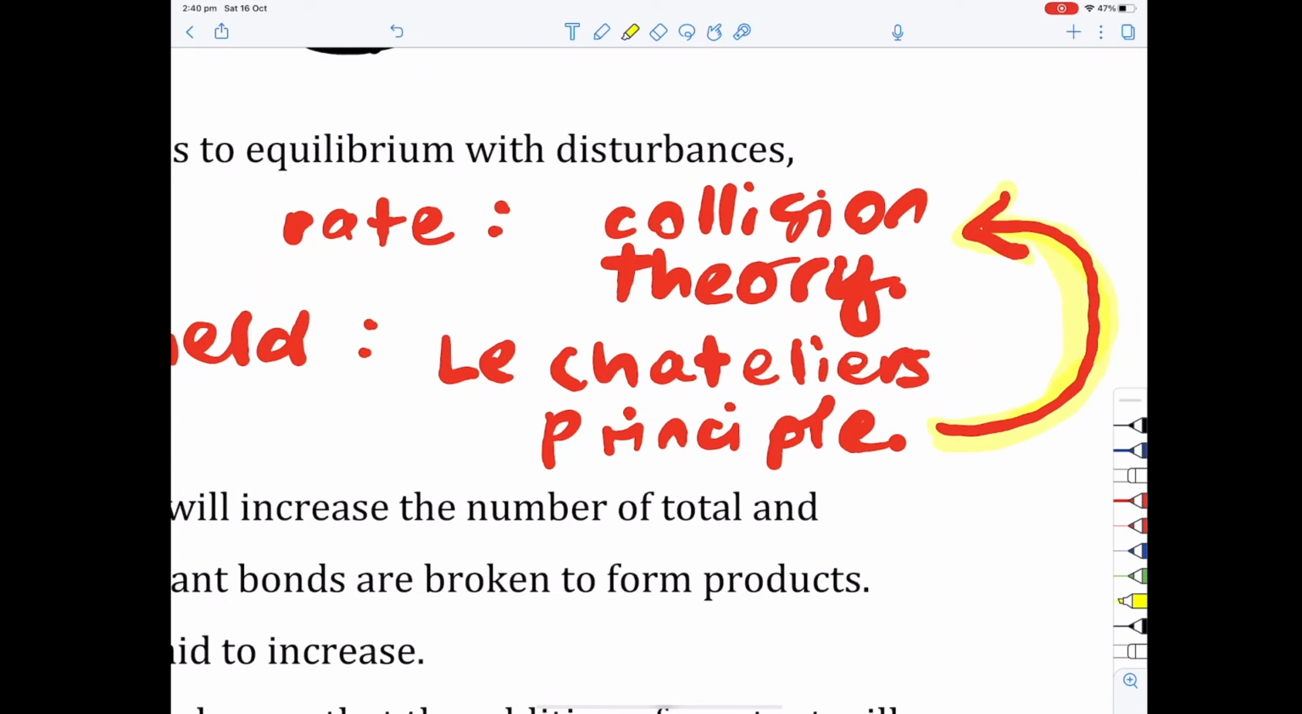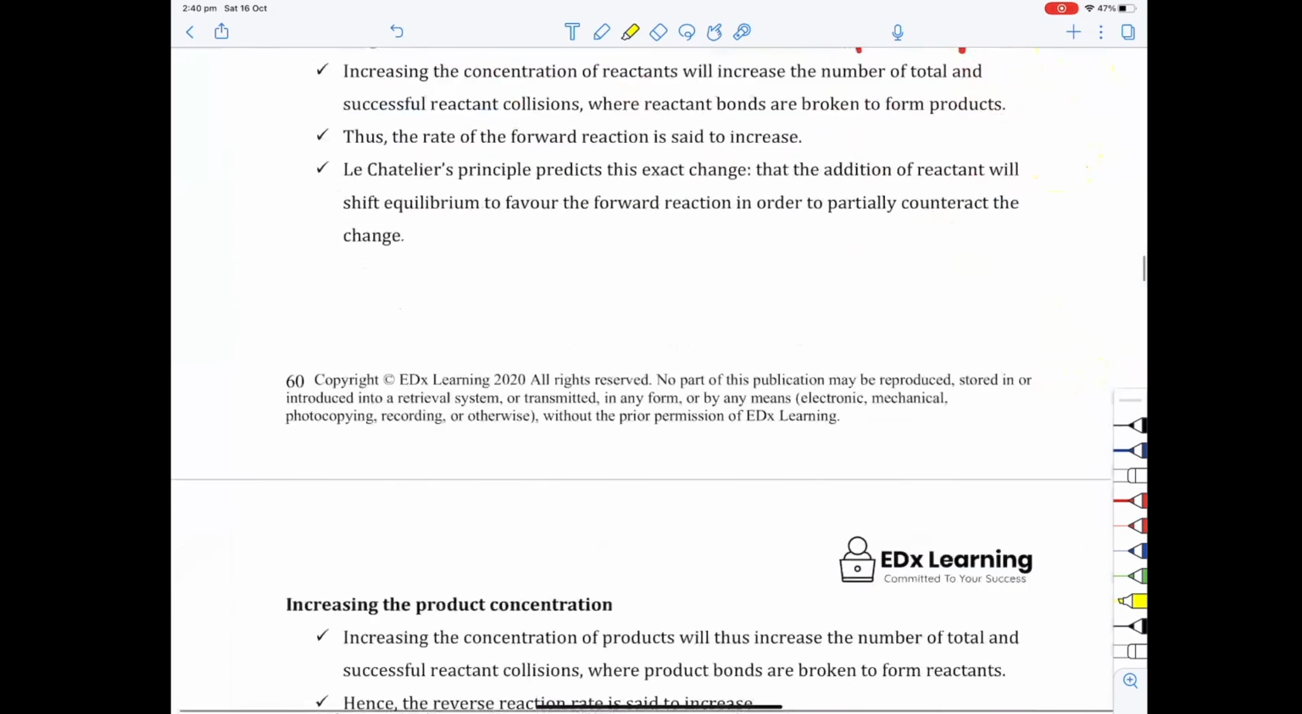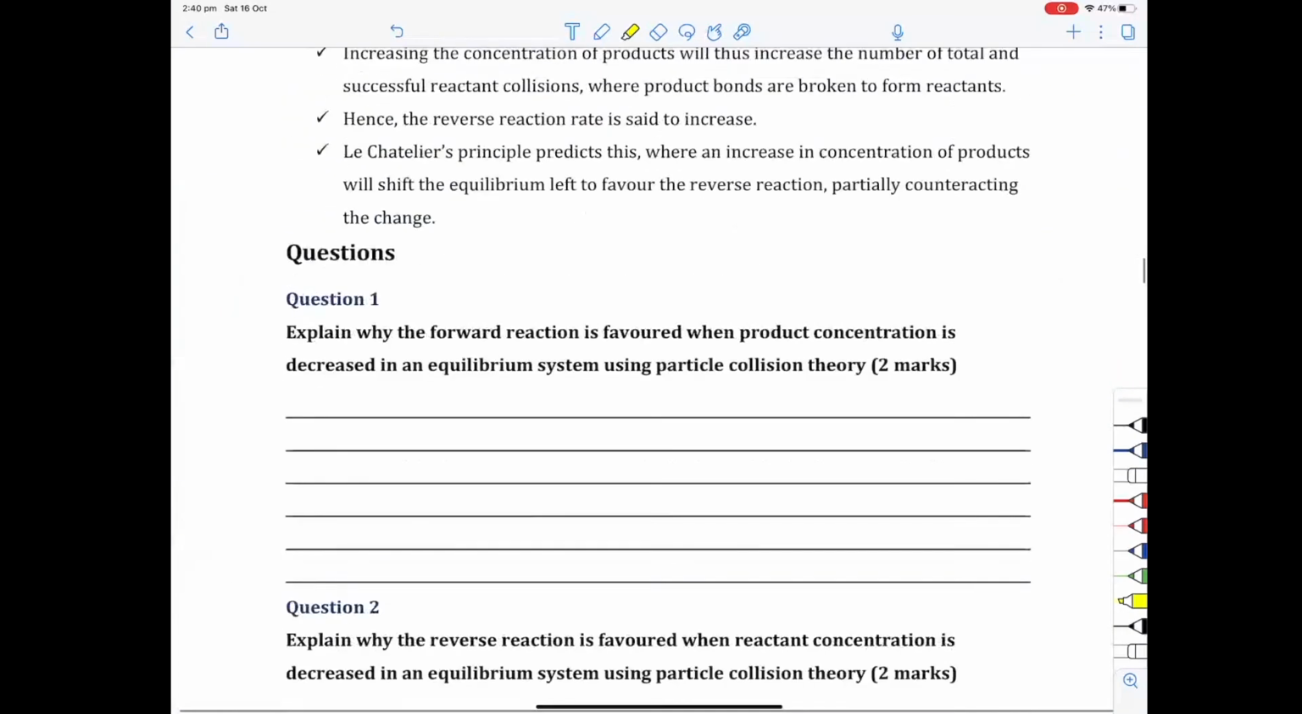Does anyone care to explain further? Mithilesh, any ideas how? Have you come across this before? No, not really. Okay, that's all right. I'll explain it to you all. And this is what they'll ask you in exams.